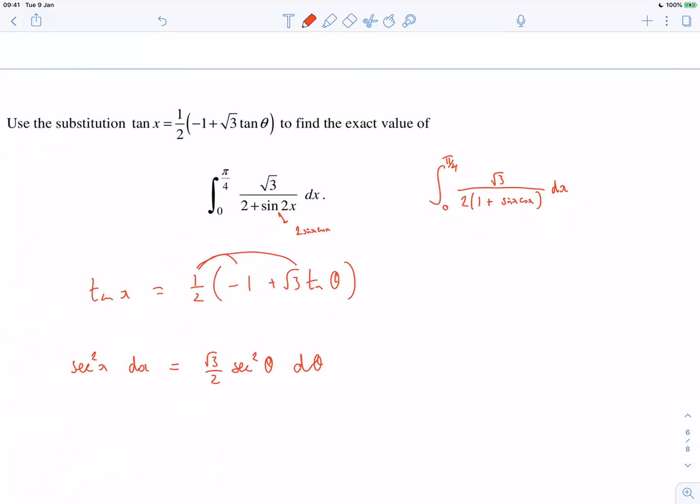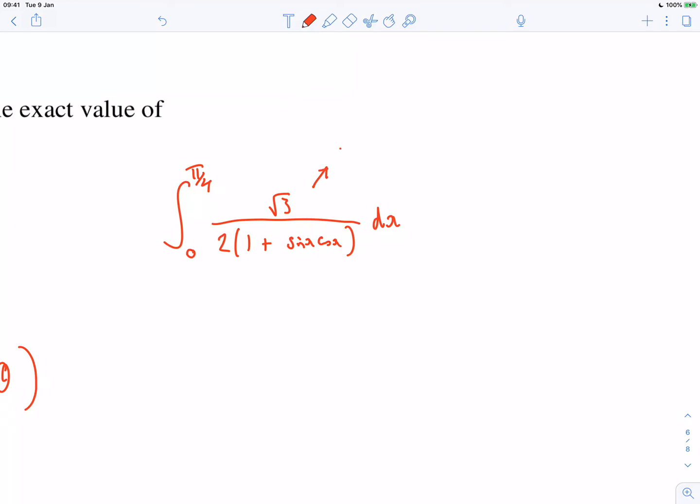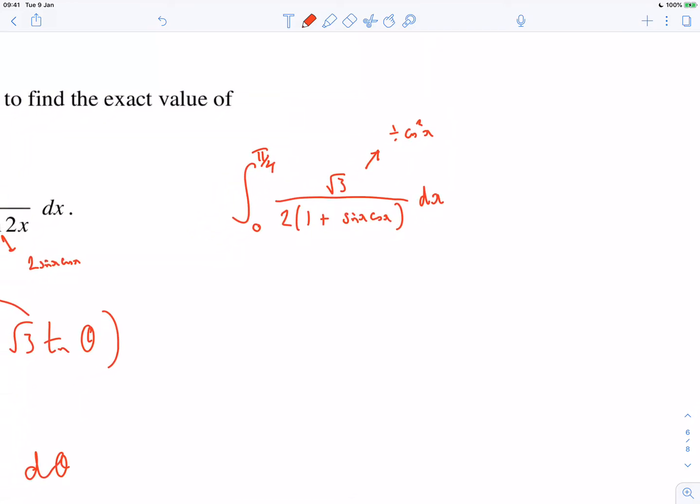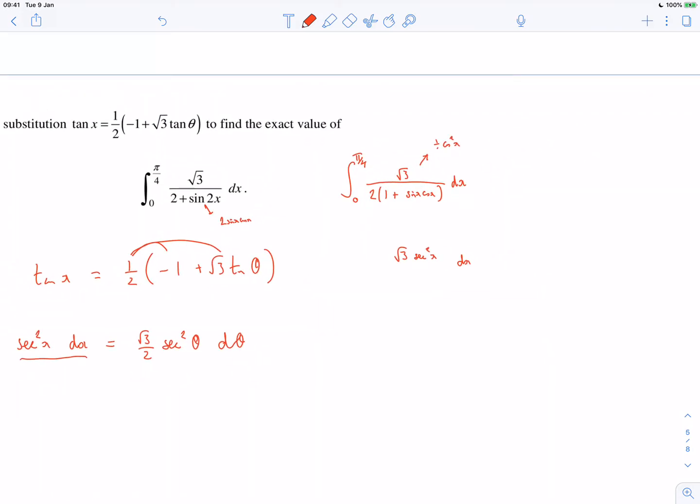Well, next up, I need a sec squared coming out of there. So what I'm going to do, actually, thinking about it, is I'm going to divide top and bottom by cosine squared x. The reason for that is because on the top I'll get root 3 sec squared x dx, which is great because now I can see this sec squared dx term coming about, because now I've got this coming out here. Whoops. This is still going to be between pi over 4 and 0.